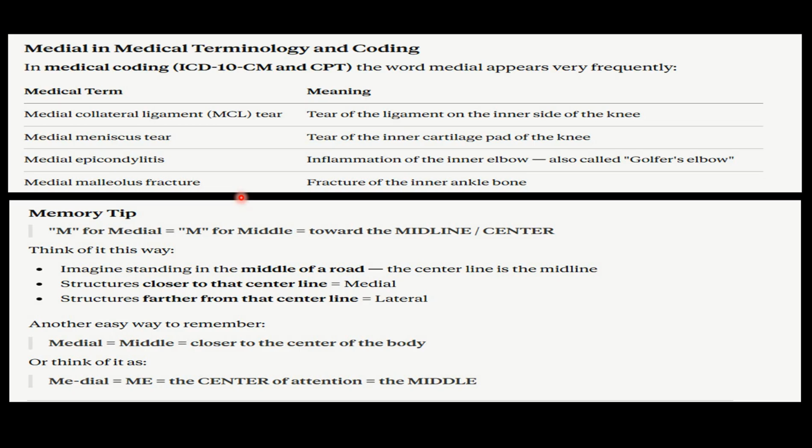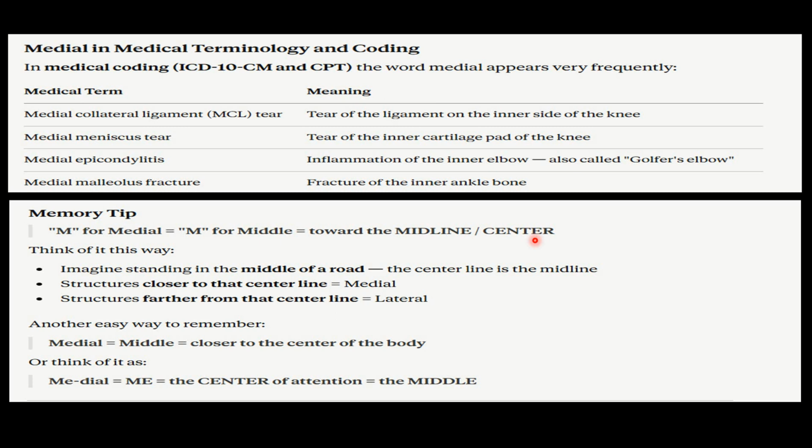Now we have learned so many terminology examples, right? So we should know some tricks that will help us understand the topic. In medial, when you look at the first character, it is M, so you can associate it with middle. Whenever you see medial, from the first letter itself you will get the information that M means middle, so toward the midline or the center.